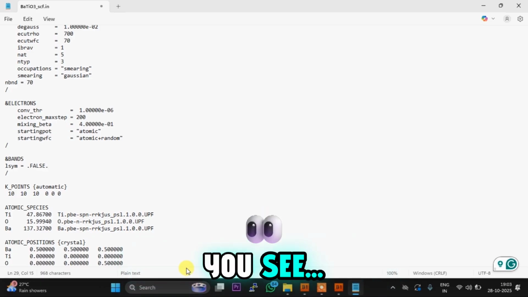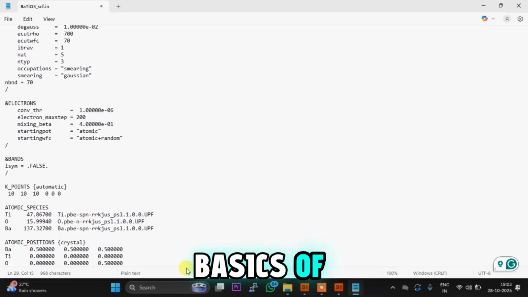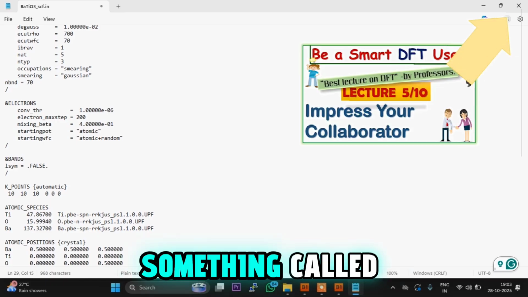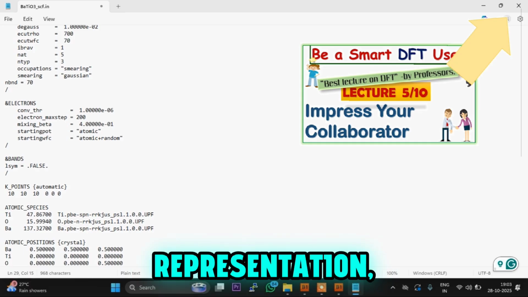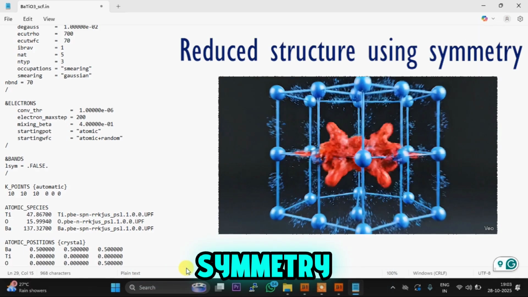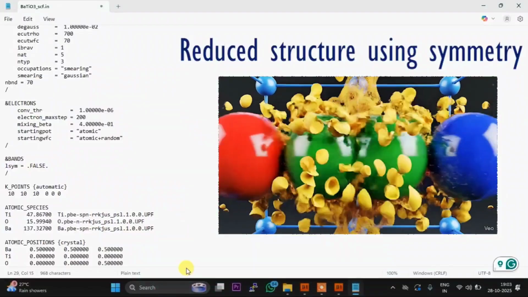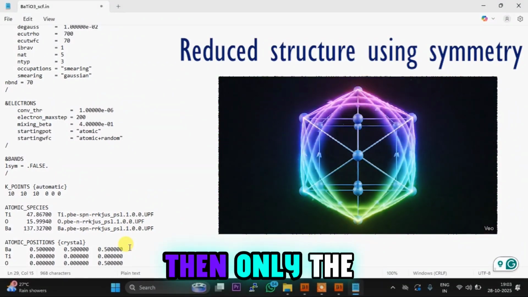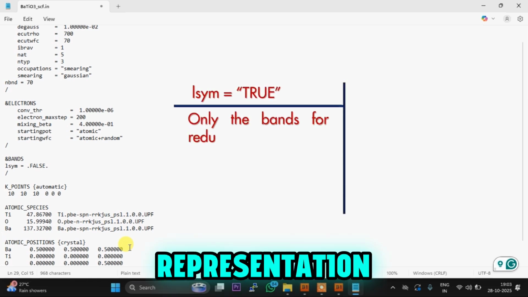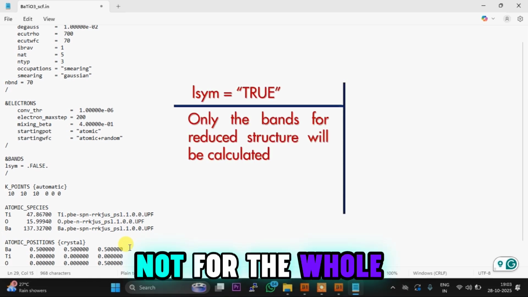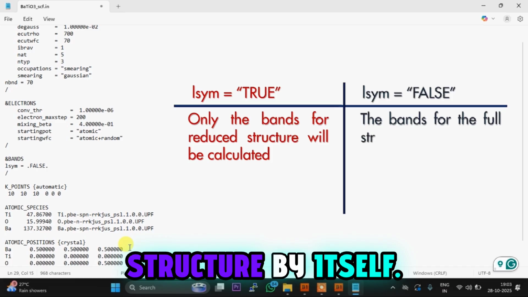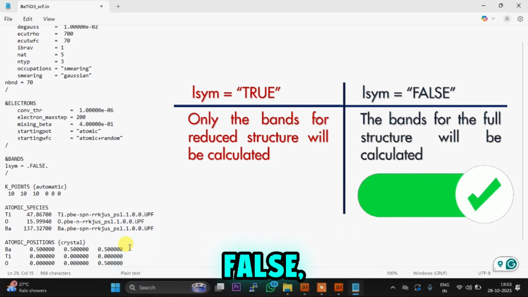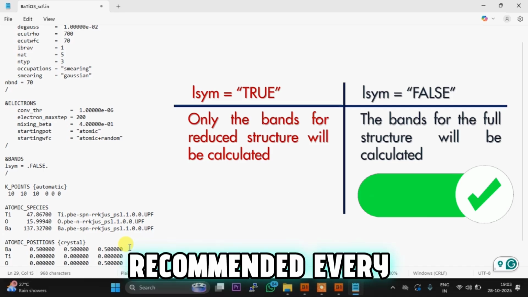Why? You see, in the classes on the basics of DFT, especially in this particular lecture, we had learned something called irreducible representation, right? So that is a symmetry-reduced representation. If you write lsym equals true, then only the bands for this irreducible representation will be calculated, not for the whole structure by itself. Okay? So to get the whole bands, you should write false. And that is recommended every time.